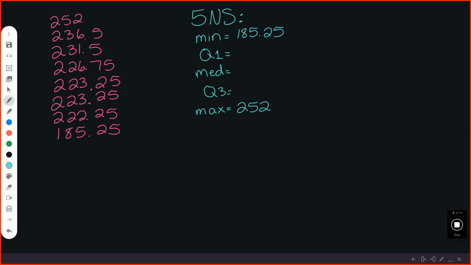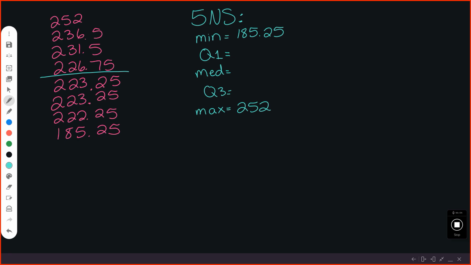Okay, so the first thing we need to do is find the median. I'm going to count how many things we have. 1, 2, 3, 4, 5, 6, 7, 8. We have 8 frogs listed. So that's an even number. So the median is going to be between the 4th and 5th frogs. So that's right here. That's going to be my median.